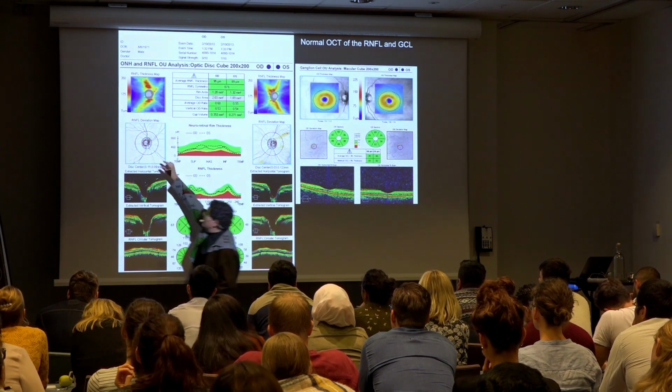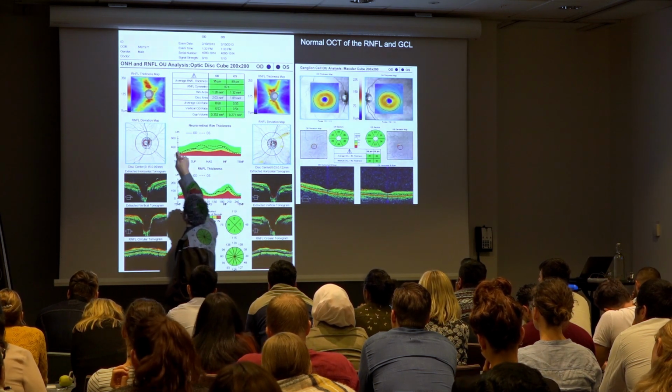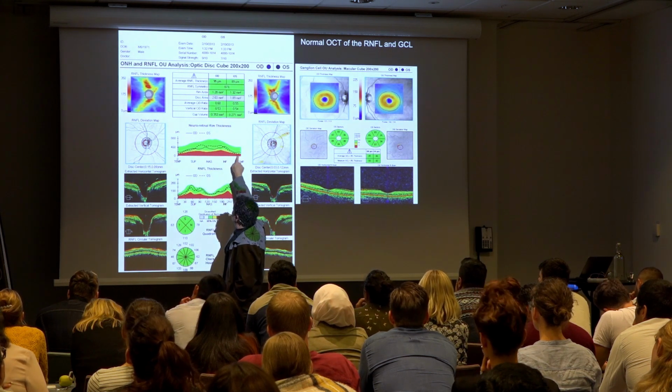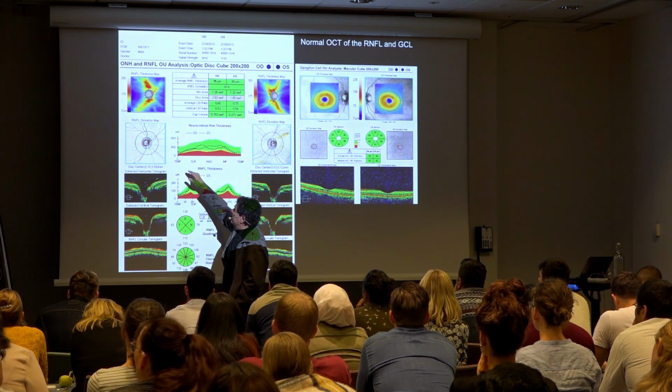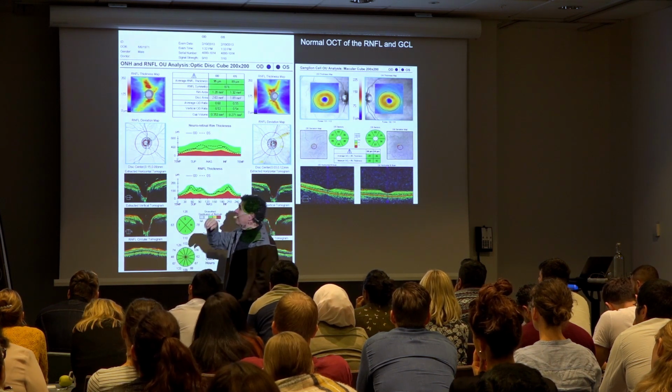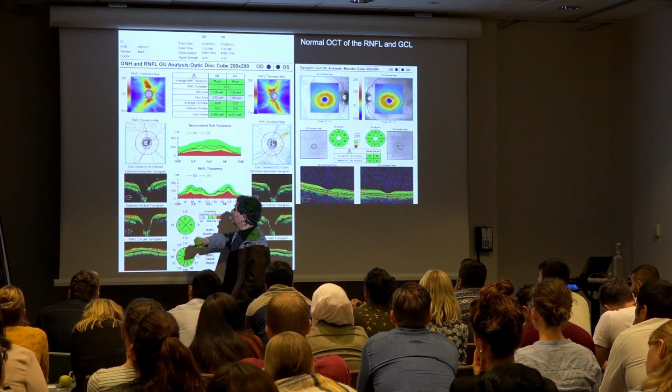And it plots the rim thickness, just like the RNFL plot. This is plotting the rim thickness here. So if you have increased cupping, you'll see the rim starting to thin, just like the RNFL. So that's what that plot's about.